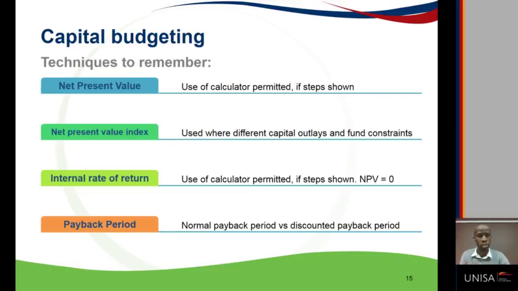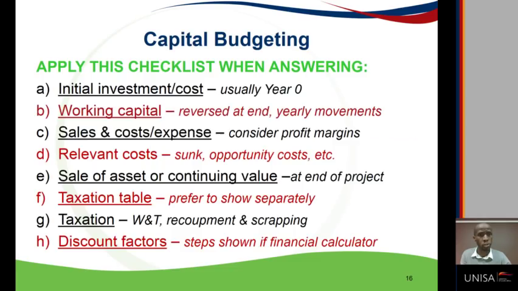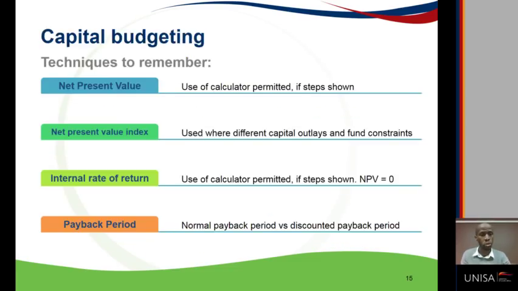The first one is the net present value. You can use a financial calculator for that one, as long as you show us the steps. Then the net present value index, which is a derivation from the net present value. The third one is your internal rate of return. Again, you can use a financial calculator as long as you show us the steps. You can do the interpolation, but it's not necessary if you've got a financial calculator. The other one is the payback period, which covers the normal and the discounted payback period methods. These are the methods that you have to make sure you understand and are familiar with.